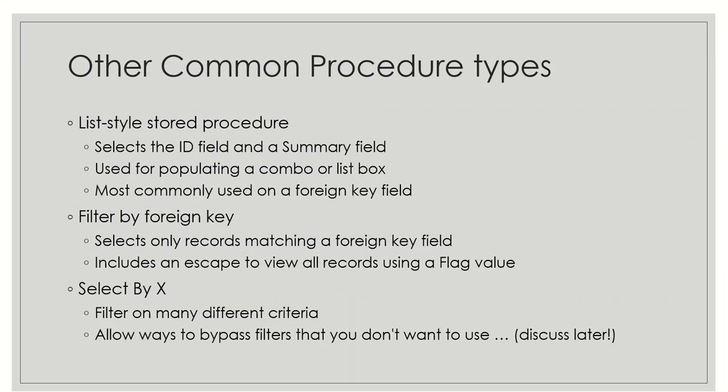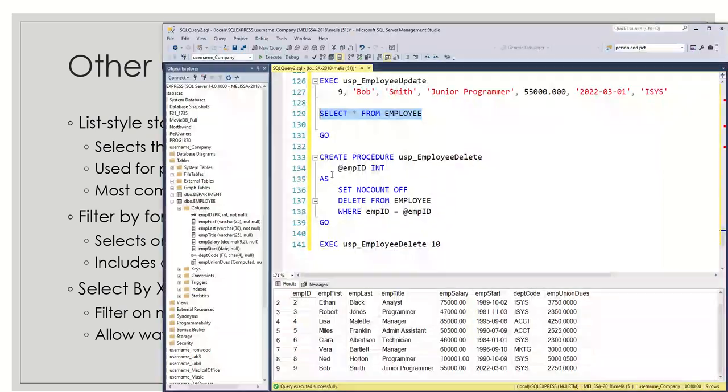Now, there are some other common procedure types other than those main 5. So the main 5 that we see are insert, update, delete, select all, and select by ID. Another really common one is what we call a list style stored procedure. This typically selects two fields from a table, the ID or the primary key, and a summary field which summarizes the data. And we use this client side for populating a combo box or a list box. We most commonly would use it on a foreign key field.